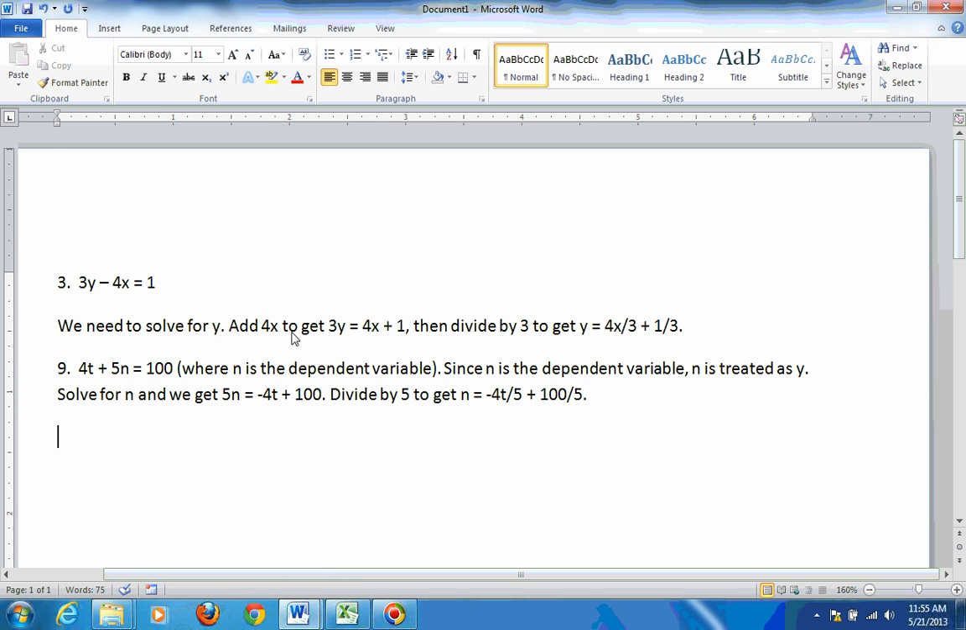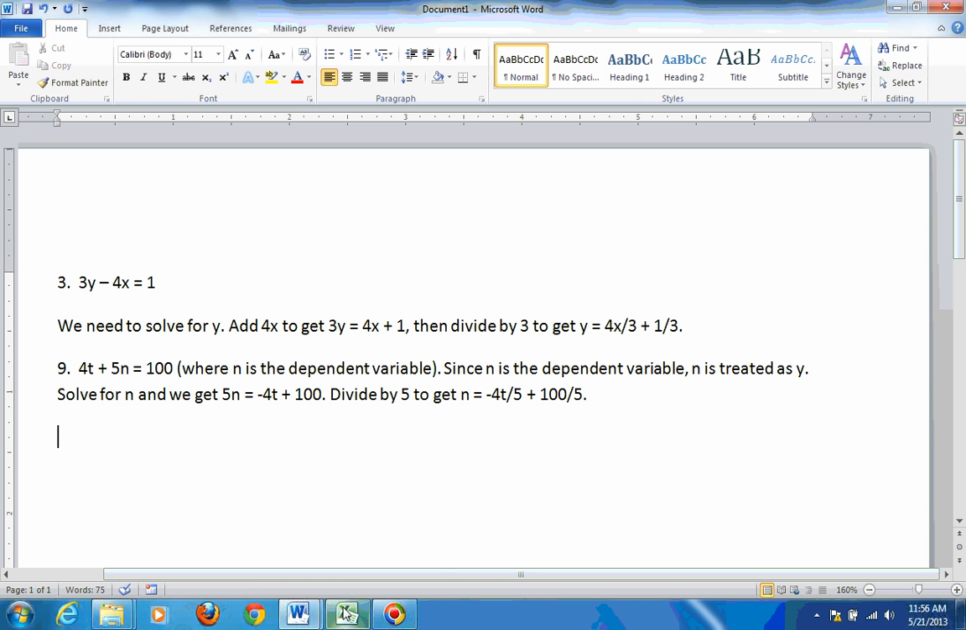We add 4x to both sides, and you get 3y equals 4x plus 1. I just added 4x to both sides. Then divide by 3. And you get y equals 4/3 x plus 1/3. I divided everything by 3. The 3 divided by 3 right here will divide out. So y equals 4/3 x, or 4x over 3. Either way, the coefficient of the a is 4/3 and the b is 1/3. So your slope is 4/3 and your y-intercept is 0, 1/3.